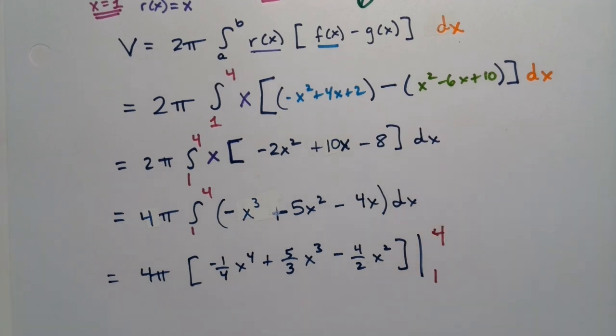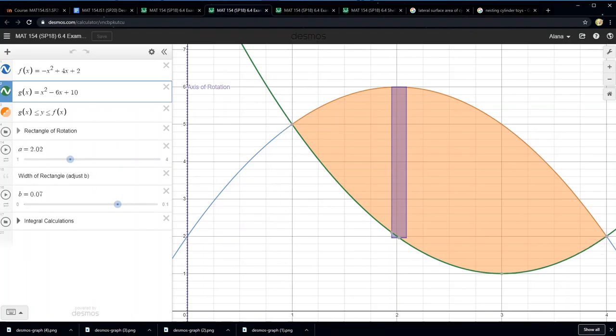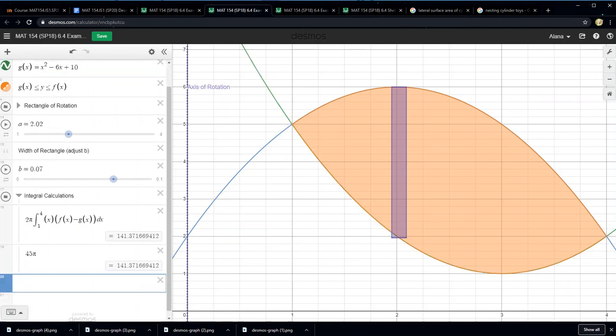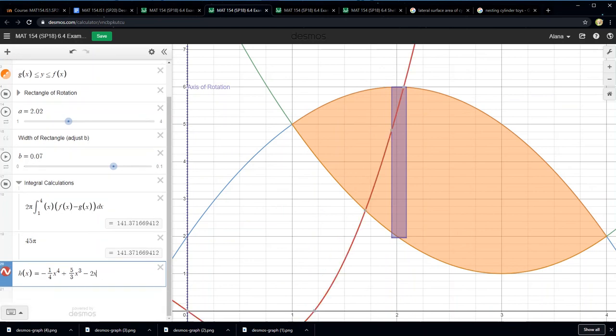This is what Desmos is for, right? So we are not going to do this by hand. That's just silly. And I don't think I actually even showed it. I just found the integral and proved it was 45, but I can show it to you. So if we call this thing h of x equals that thing we were looking at, negative 1/4 x to the 4th plus 5/3 x to the 3rd minus 2x squared.